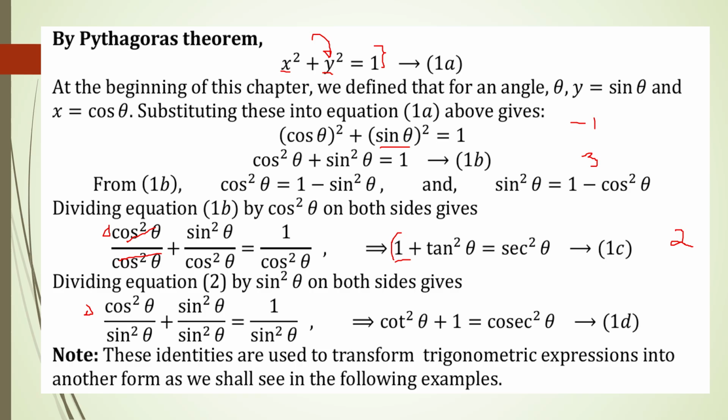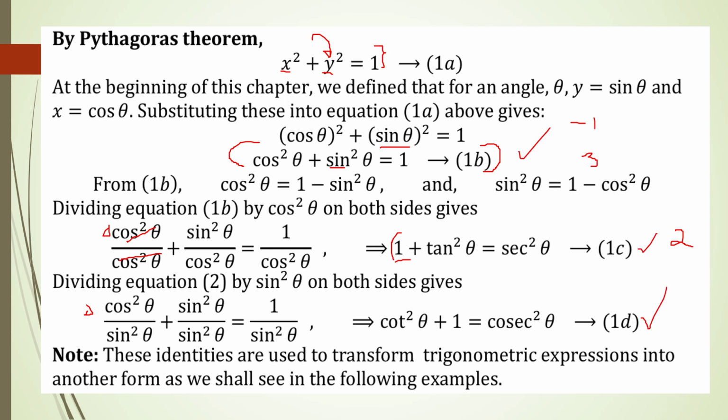Because the first one is the standard identity that we use to derive the other identities. Like I said, the second identity we get by dividing through by cos squared theta. And then the third identity we get by dividing through by sine squared theta. And then you're going to end up with your three identities.